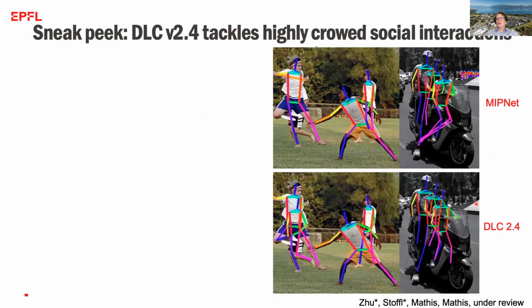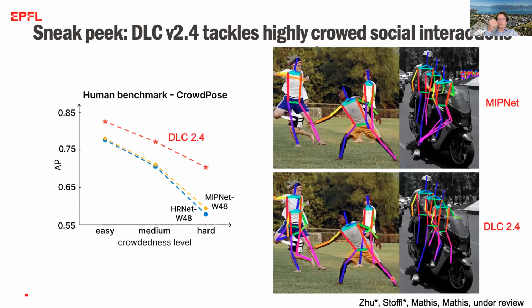And here's the performance of our new DeepLabCut 2.4, which we will release hopefully very soon, and that we're currently integrating. And these are, of course, just examples, but in our paper, we benchmark DLC 2.4 rigorously with this new architecture, and we achieve state-of-the-art performance on CrowdPose by quite a margin, actually. And we also could improve the pose estimation accuracy on highly crowded social animal datasets, which I think is of great importance for the field.